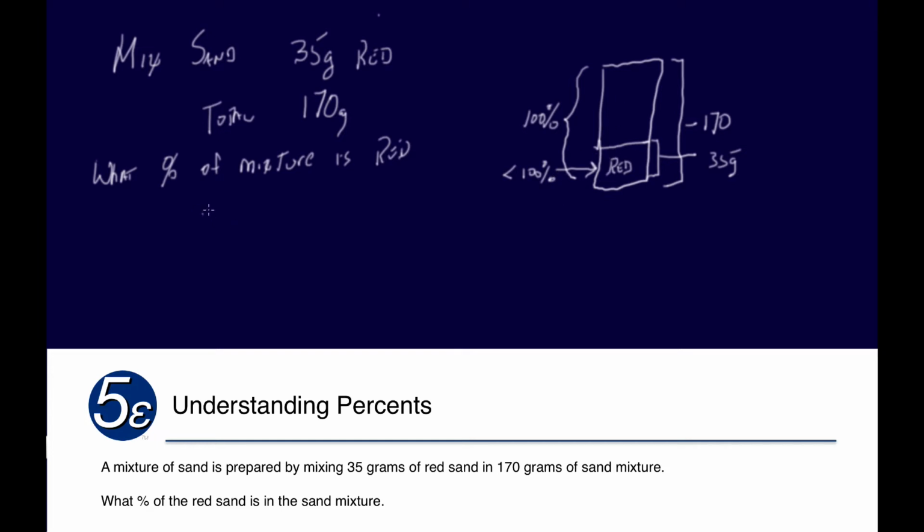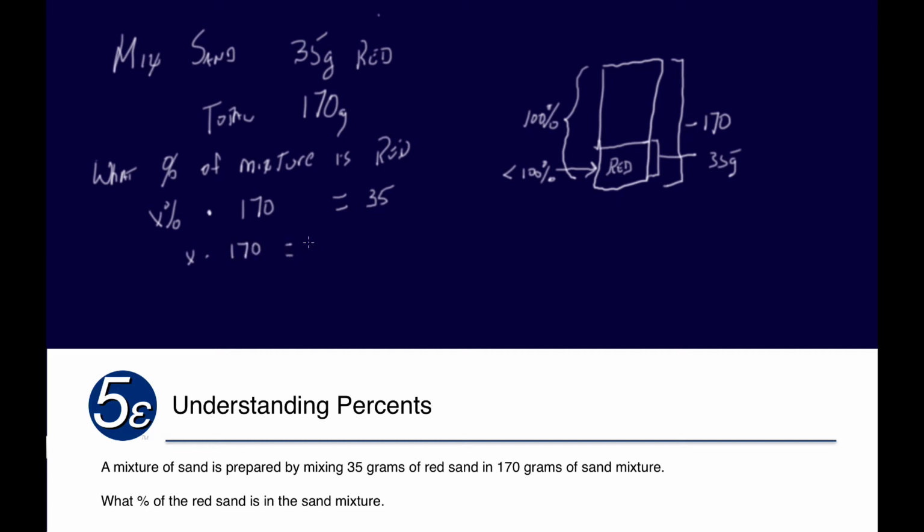What we're going to do is convert this to an equation. So we're going to say X percent of the mixture. Now, since we replace "of" with a times, it's going to be times the mixture, which is 170 grams, and then we replace the "is" with an equals, and since red is 35 grams, we'll write this as 35. So we'll end up getting rid of the percents over here because we're just going to represent this as X. So what happens is we end up with X times 170 equals 35.